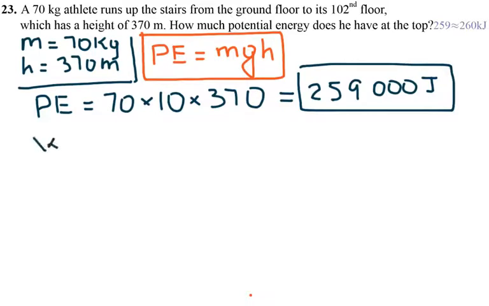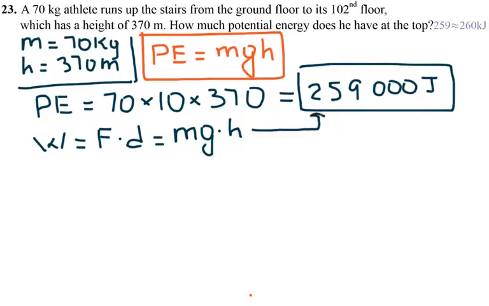You don't have to find it here, but I just want to show you. The work is equal to force times the distance. The force that an athlete applies to raise himself to a certain height is mg, that's the force of gravity, and the distance is h. So you actually found the work that the athlete would do. So the work in this case is also equal to the change of the potential energy.